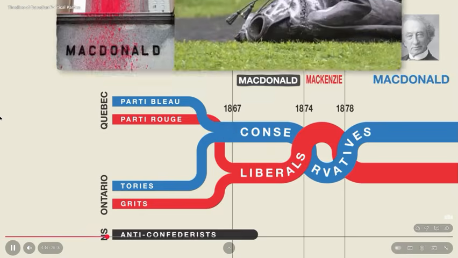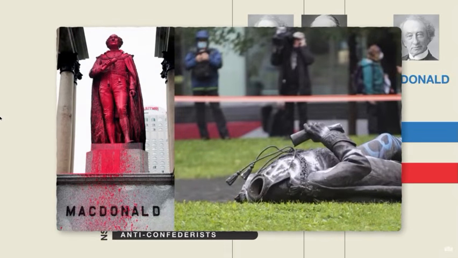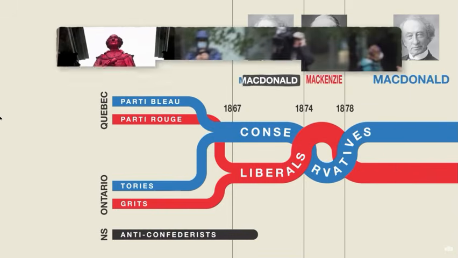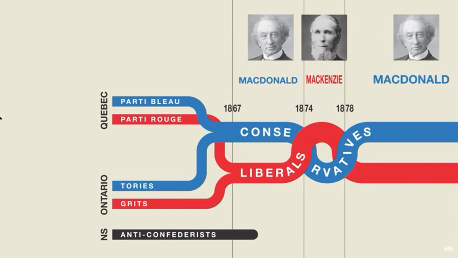These days, he's a controversial figure, because although he helped build the country, he was also responsible for creating the Indian residential school system, which has been described as an attempt at cultural genocide against Canada's Indigenous peoples. Now, an important thing for my American viewers to understand is that Canadians do not vote directly for a prime minister.